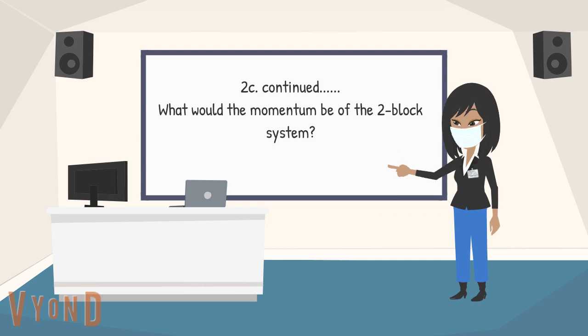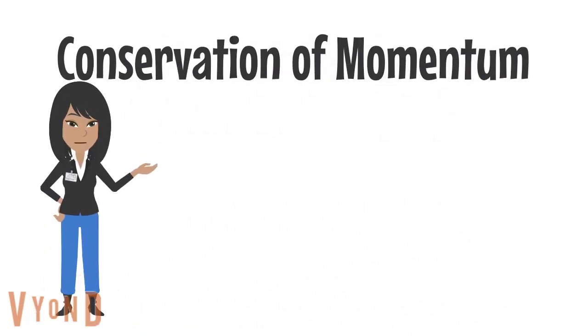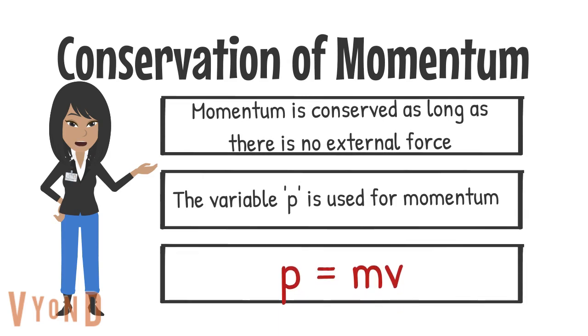Now we're going to move on to the last part of the review for the final. What would the total momentum be of the two block system after the collision? The law of conservation of momentum states that the total momentum is conserved as long as there's no external force on the system. And another thing to note is that we use the letter P for momentum, and the equation for momentum is P is equal to mv.